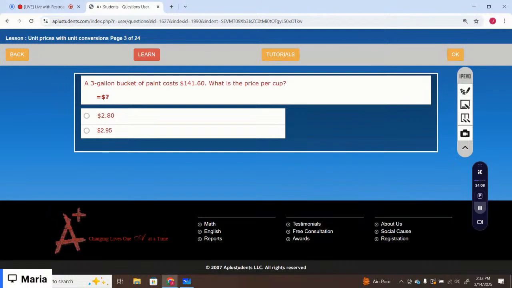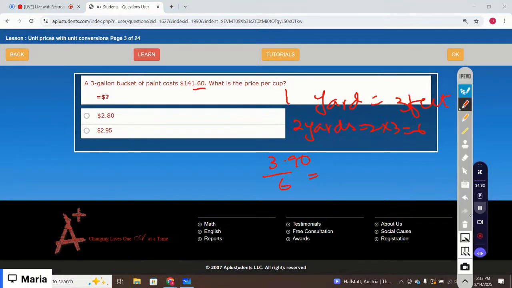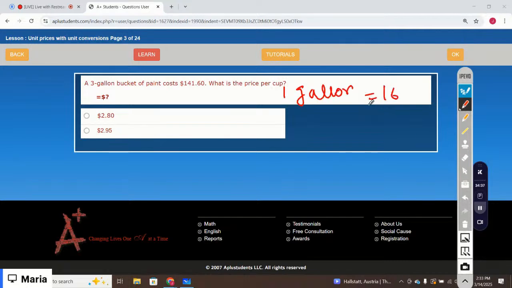A 3-gallon bucket of paint costs $141.60. What is the price per cup? First you need to convert from gallons to cups. 1 gallon equals how many cups? One gallon equals 16 cups. So 3 gallons equal 3 times 16, that is 48. So just divide it by 48.